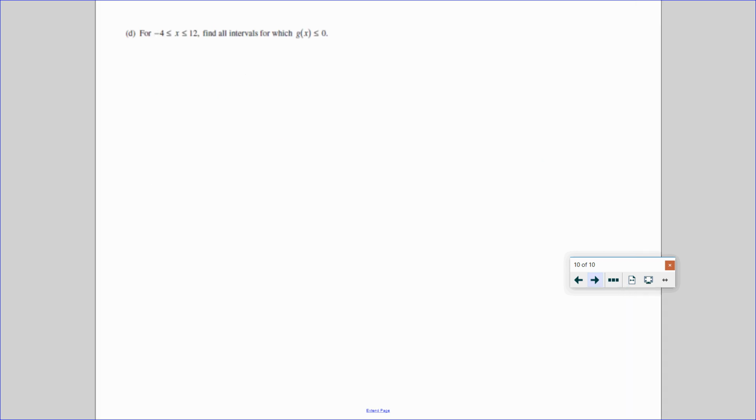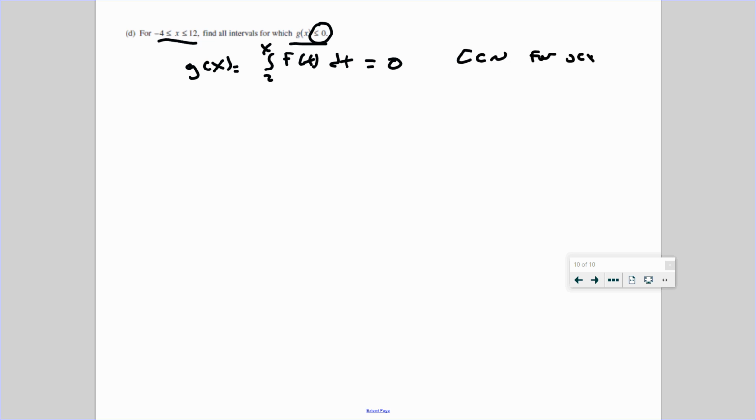All right, so for question D, not too bad to do. It's a little tricky one, but we already answered most of it. It said, are there any values from -4 to 12 where g of x is less than 0? Now we're talking about g of x, not g prime or f. So how do we get g of x? Well, remember, g of x is that area from 2 to x of f of t dt. If I want to find out where this is less than or equal to 0, I just really want to find out where that's equal to 0 first.